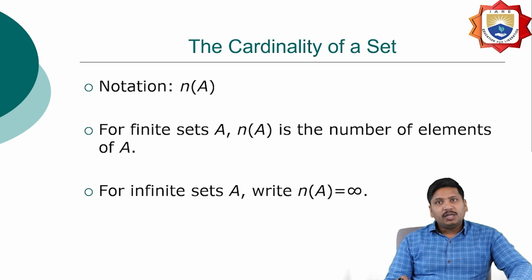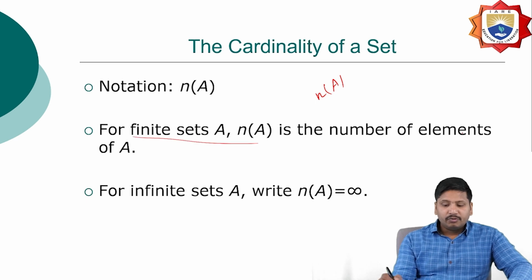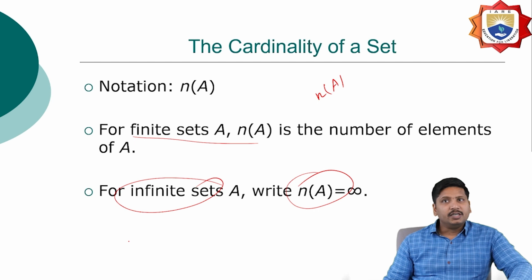So what is the next one? Cardinality of the set. Cardinality is represented by n of A, so that it can represent the number of elements that are present in the set. For finite sets A, n of A is the number of elements of set A. If I write n of A is equal to infinity, then it is an infinite set, so all the elements in the set are infinite. So we call it an infinite set.